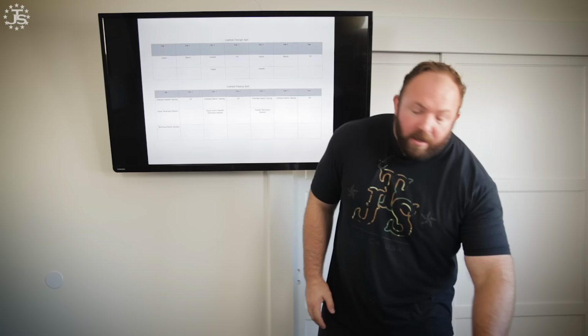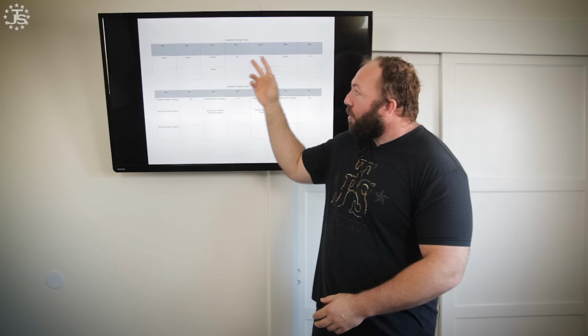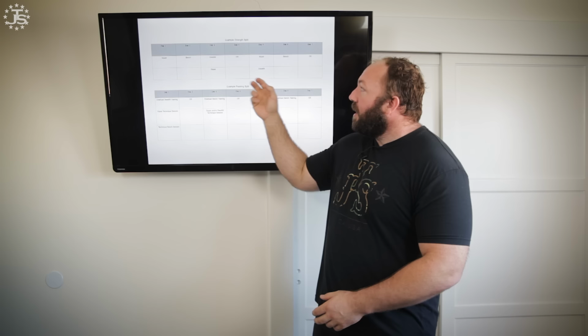Here's just a look at what the strength split might look like. And this is 2 to 3 times a week squatting. Let's call it 2.5. This would be a very small session. 2 times per week benching, and 2 or 1.5 times per week deadlifting.